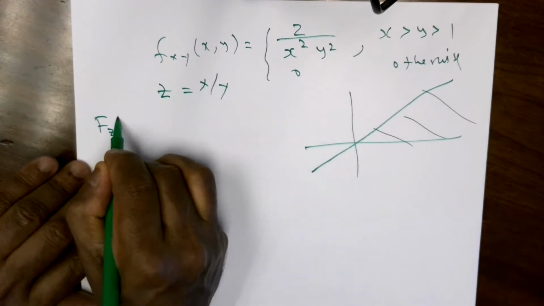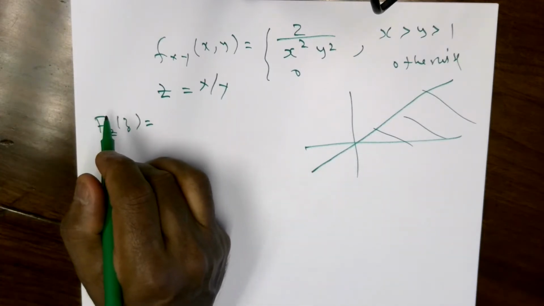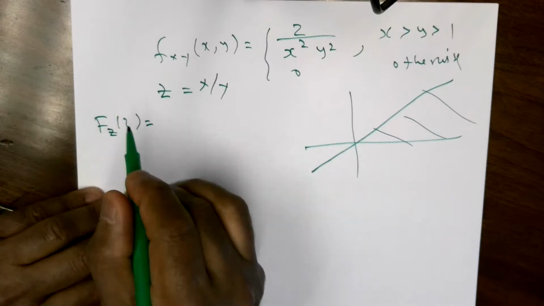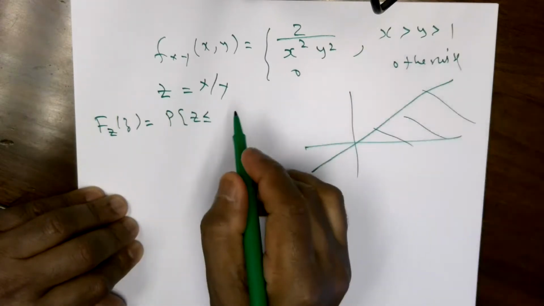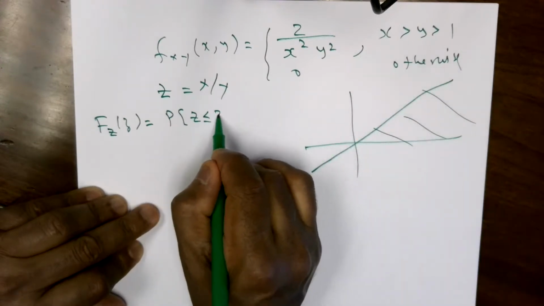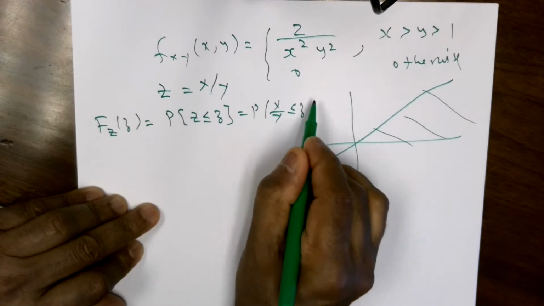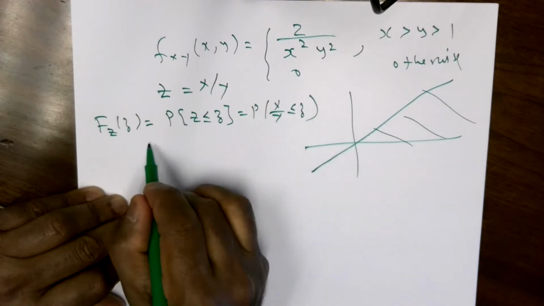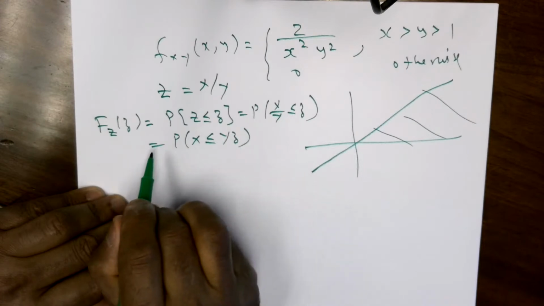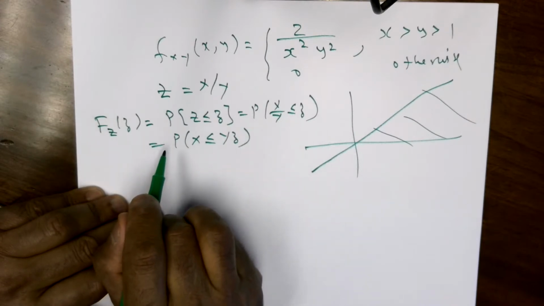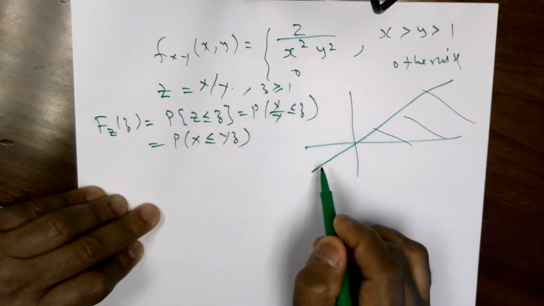So let's just hit it straight away. The CDF of z is the probability of z less than or equal to z. Everything is positive here, x and y, z. So z is given to be x over y less than or equal to z. But because it is positive, we can rewrite this as x less than or equal to yz. And notice that x is greater than y, so z is always going to be greater than 1.